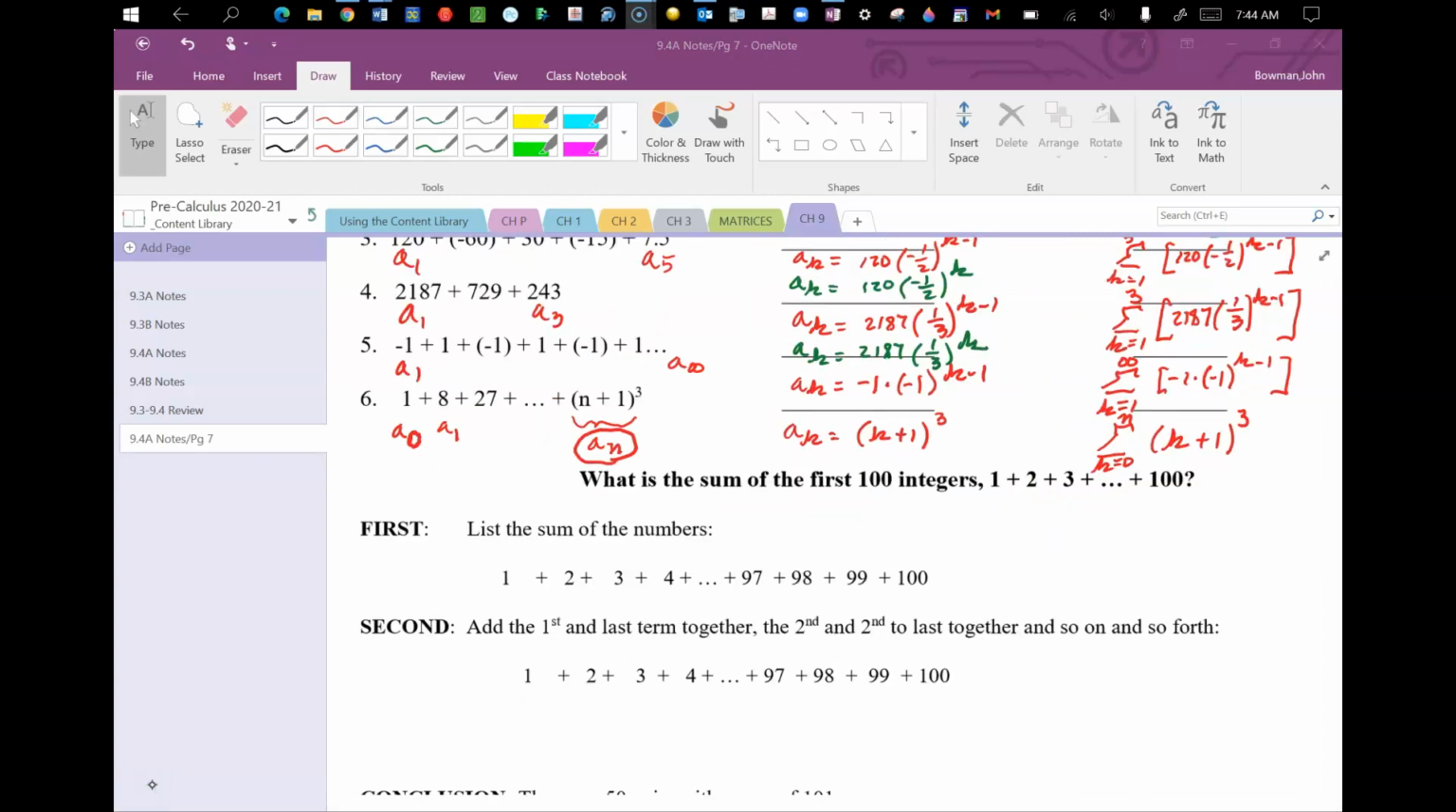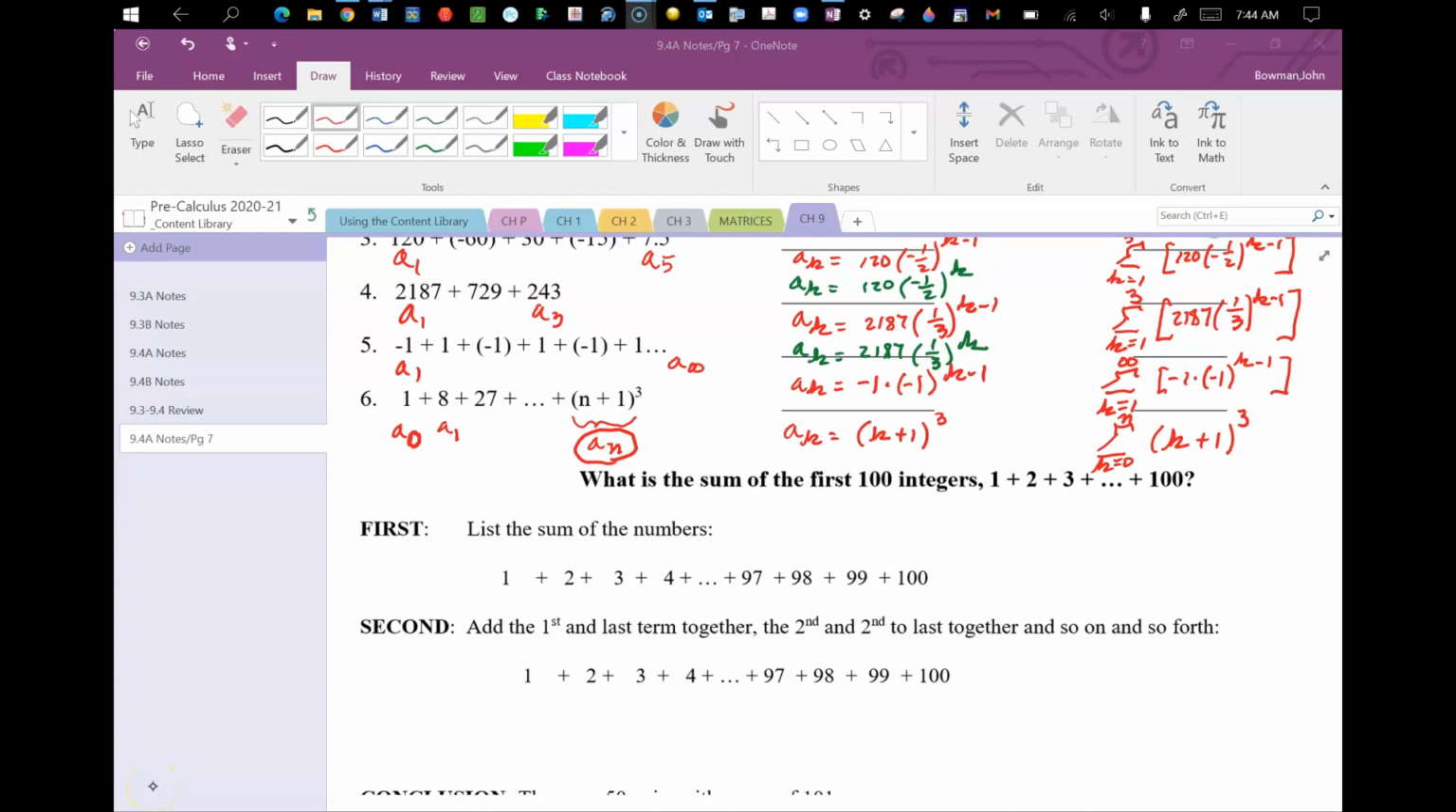We are going to end this lesson with a slightly different activity, and this is the question. What is the sum of the first 100 integers? So 1 plus 2 plus 3 plus all the way up to including 100. Pause the video, take a moment, see if you can figure out a relatively easy way to do this.